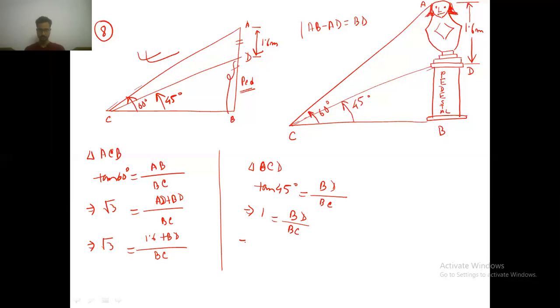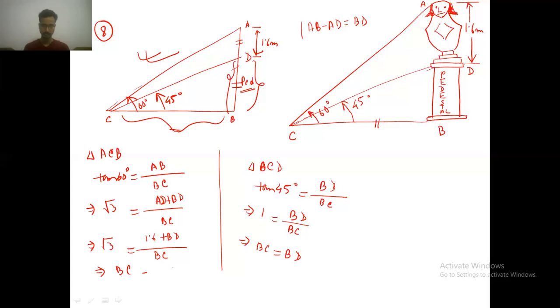Now see here, if you cross multiply it, BC will be equal to BD. That means the length of BD and BC will be the same. So in your figure, you have to draw equal length. BD and BC will be equal. No need to be exactly the same, but approximately it should be the same.